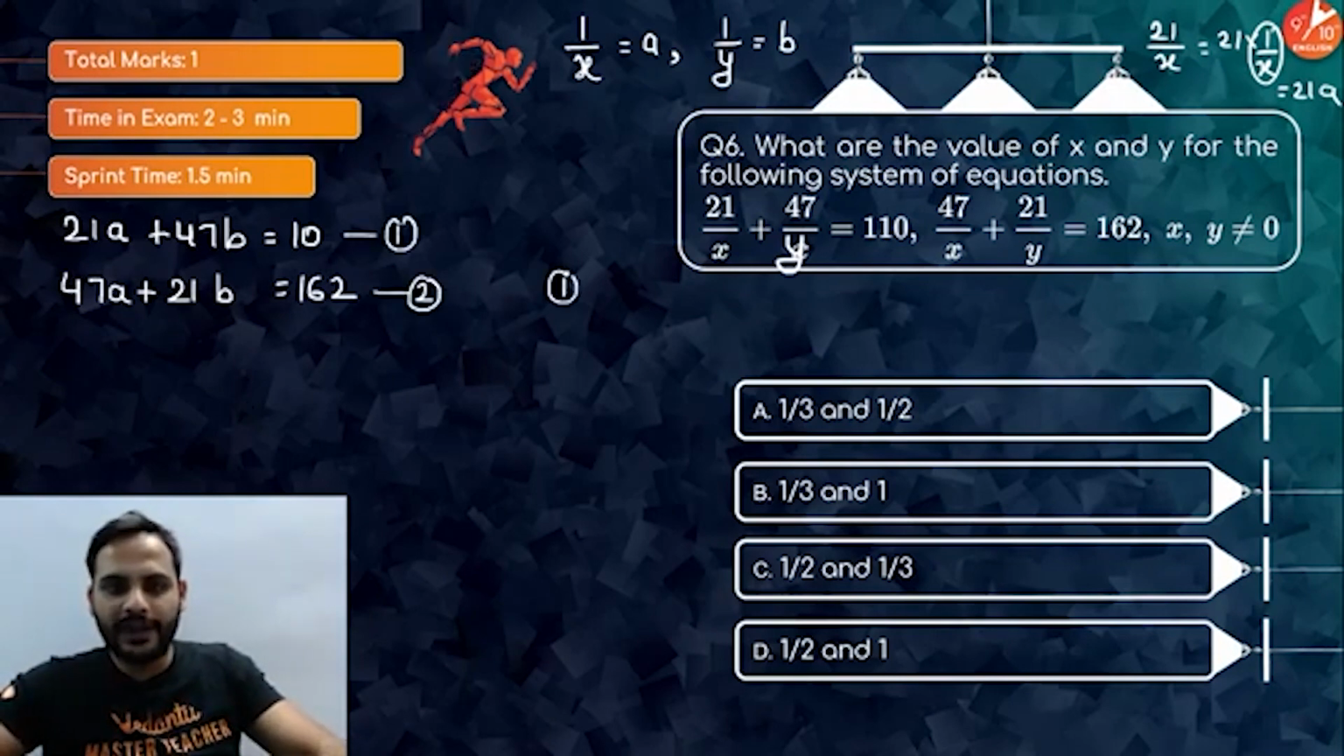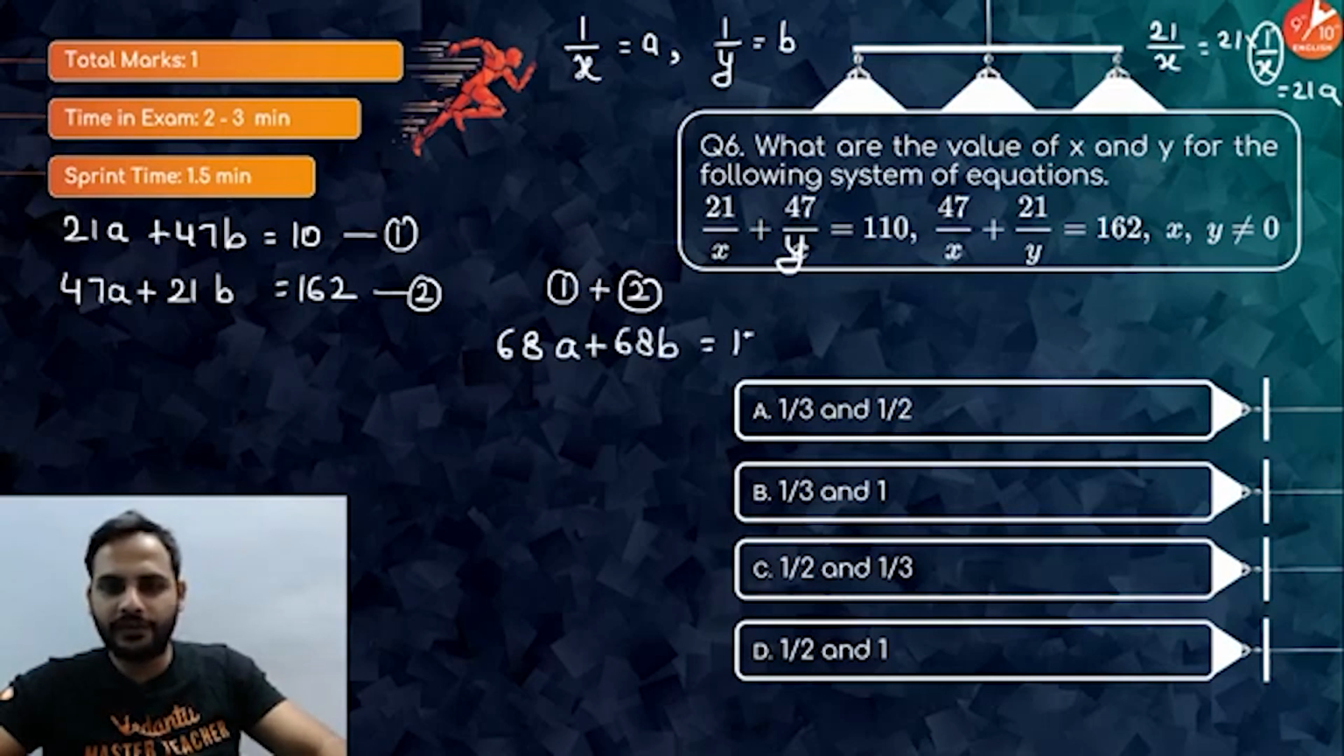First thing what you'll do, add both the equations. So when you add both the equations, 21 plus 47, what will we be getting, beta? 21 plus 47: 7 plus 1 is 8, 2 plus 4 is 6, so 68a plus 68b is equal to 172.